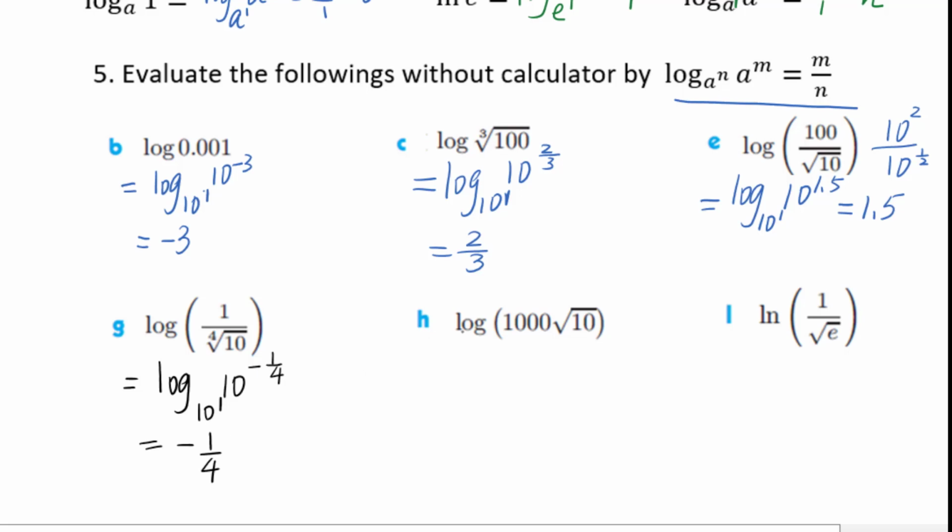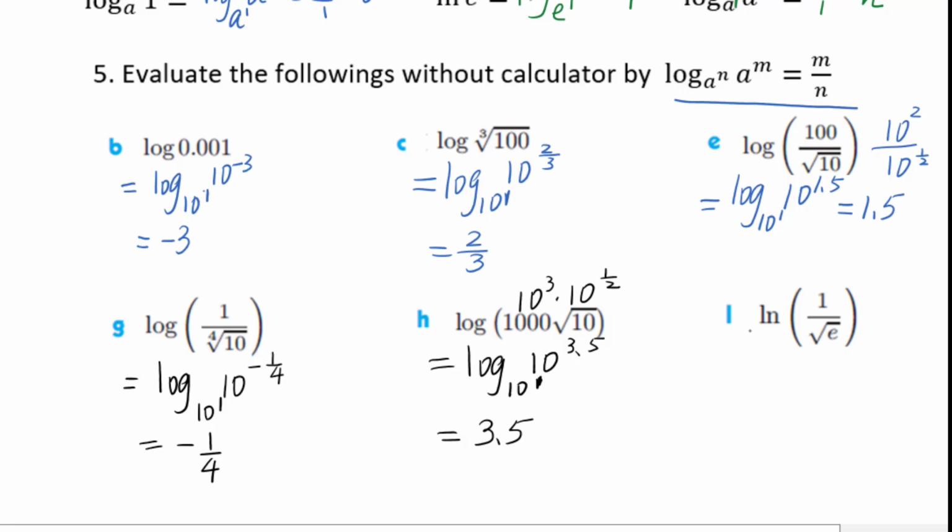Let's look at the H. Log base 10, because this is a common log. 10 to the third power times 10 to the 1/2 power. Multiplication of a power, we add exponents. 3 plus 1/2 will be 10 to the 3.5 power. This is 1. So we have 3.5 over 1 equals 3.5.